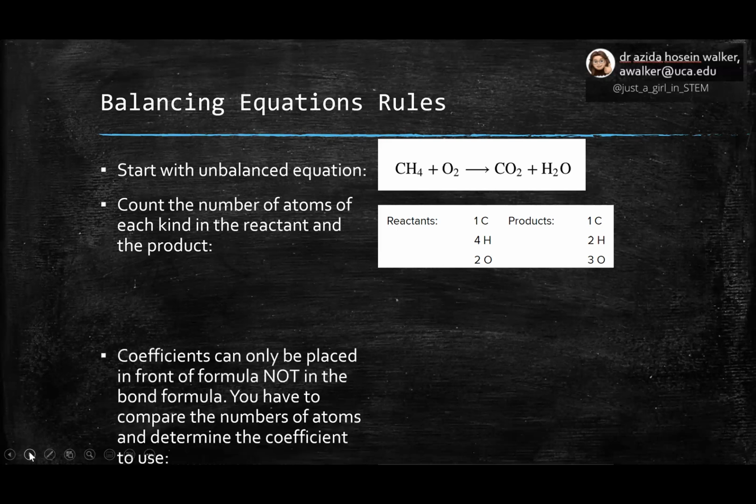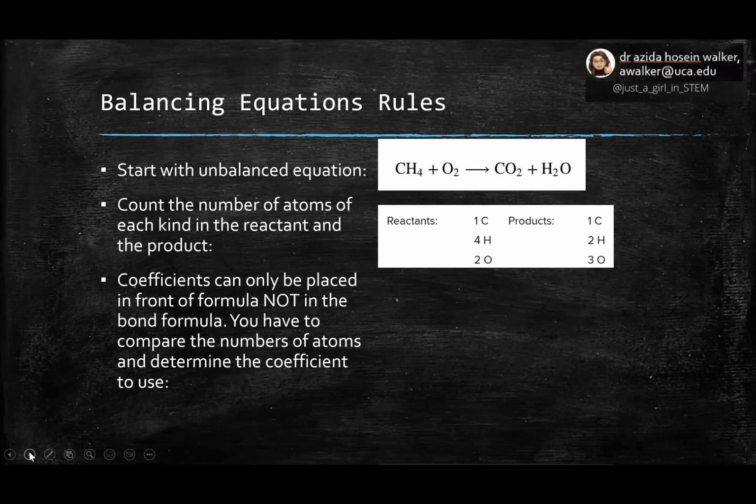So now we're going to put coefficients. When we start balancing equations, we cannot change the things that are written in subscript. We can only add coefficients, that's big numbers, in front of the molecule. Because if we add anything in the subscript, we're changing the chemical formula, and we can't do that to a molecule. So the coefficients must be placed in front and not in the formula, because that's changing the compound itself. And you have to compare the number of atoms to determine the coefficients to use.